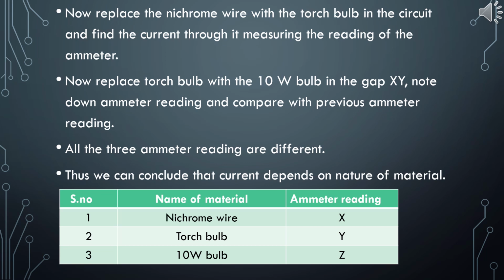Now replace this torch bulb with the 10-watt bulb in the gap XY. Note down the ammeter reading and compare that with the previous ammeter reading. Observe the table, children. We will assume the 10-watt bulb reading as Z. X, Y, Z. These three are ammeter readings for the different materials which we have used: nichrome, torch bulb and 10-watt bulb. All the three readings are different. From this, what we can conclude is current depends on the nature of material. If you are using copper, or different types of alloys, according to that you are going to get a different flow of current in a conductor.